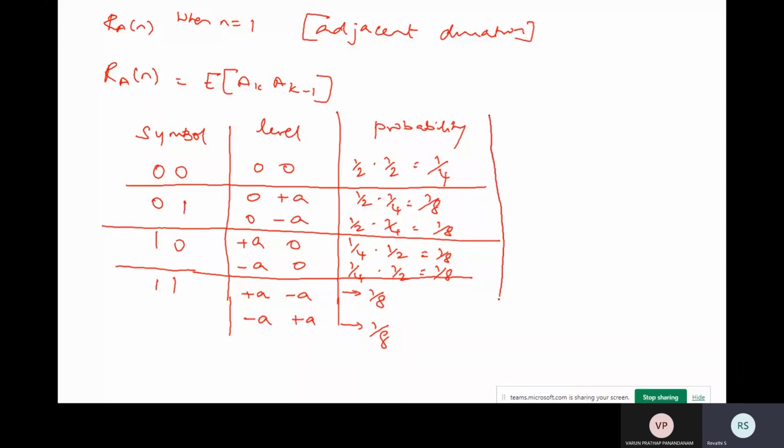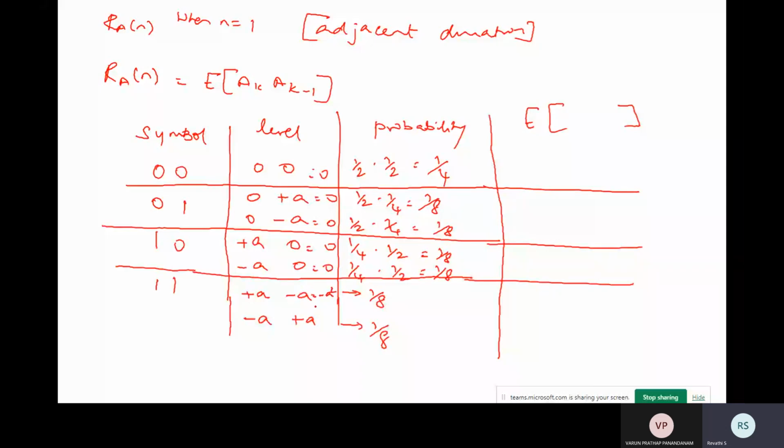Okay, next for expectation, as I have told you, you multiply the level with the probability. So the level here is 0, here it is 0 multiplied by plus A, 0 multiplied by minus A, 0, 0, here it is minus A square, here it is minus A square. So you have 0 for the first component, 0 multiplied by 1 by 8 is 0, 0 multiplied by 1 by 8 is 0, here again 0, here again 0, here you are having minus A square by 8, and here again minus A square by 8.